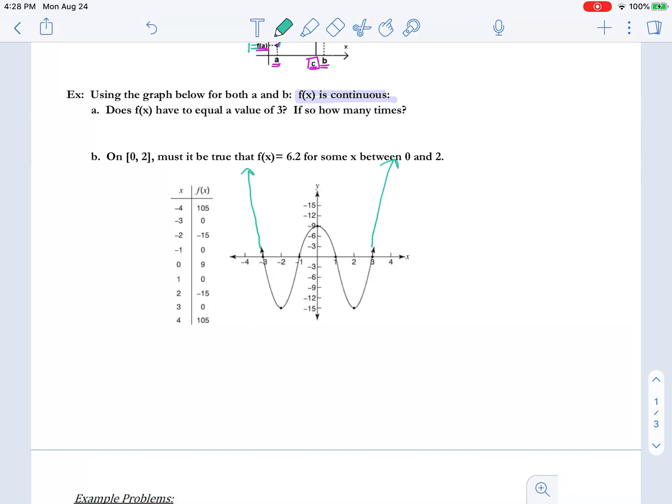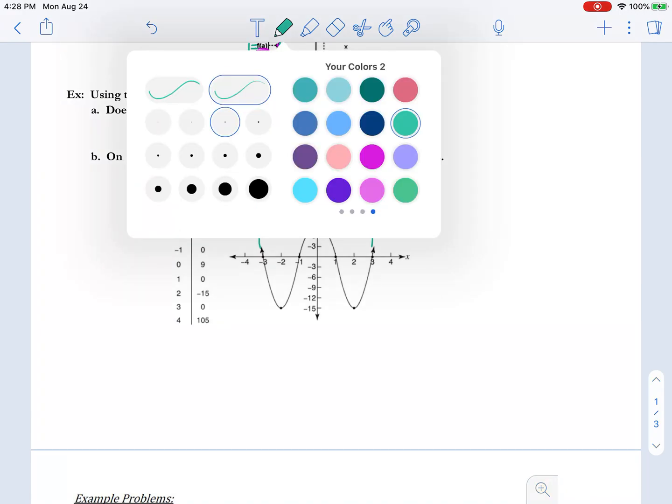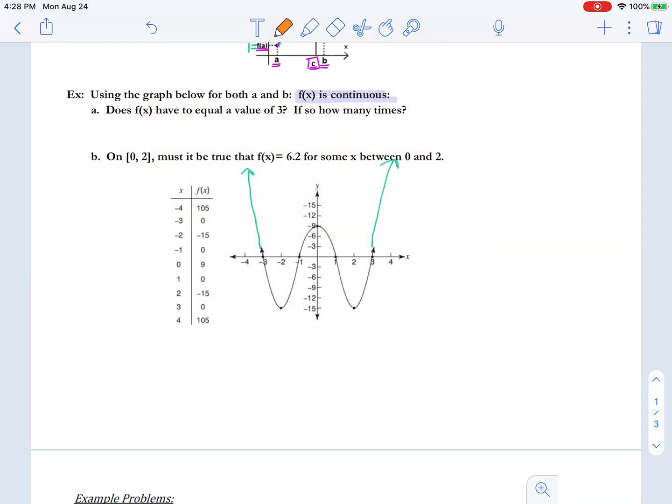So you can either graph it out, or I could look at my table of values. Well, looking at your graph, you can obviously see, yes, absolutely, it has to equal 3, just visually looking at your graph. How many times? Looking at my graph, once, twice, 3 times, 4 times. Absolutely 4 times.